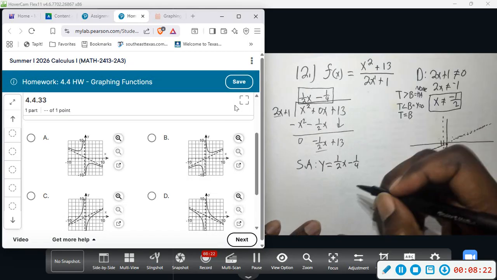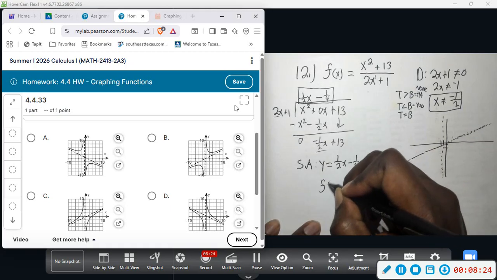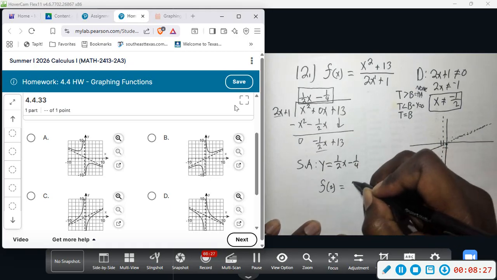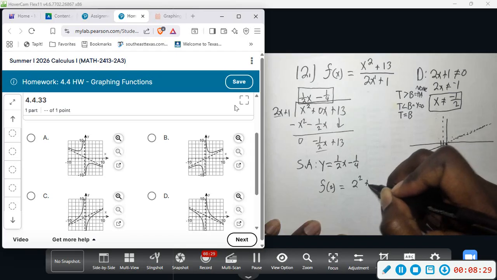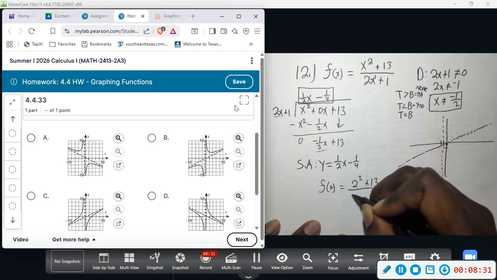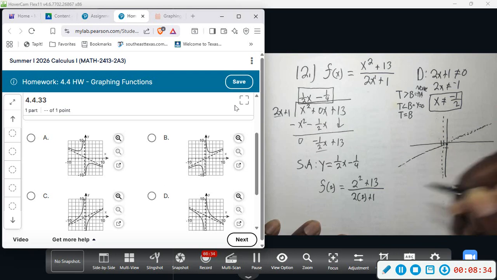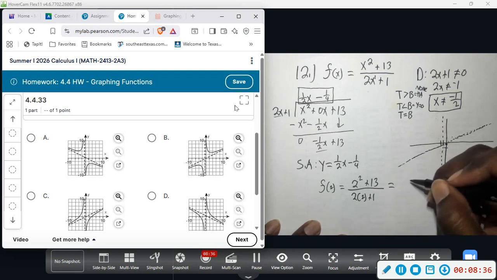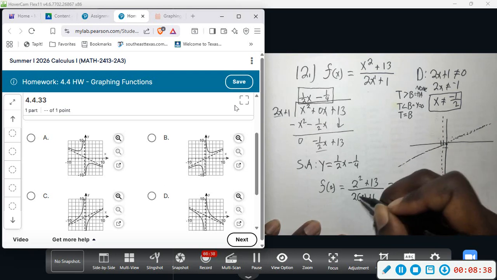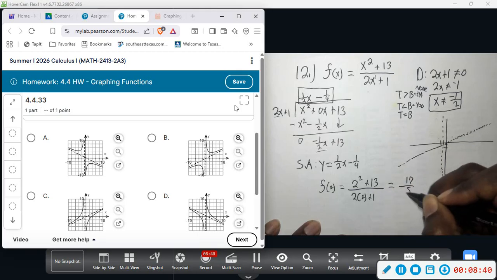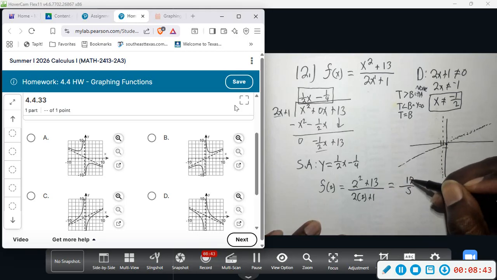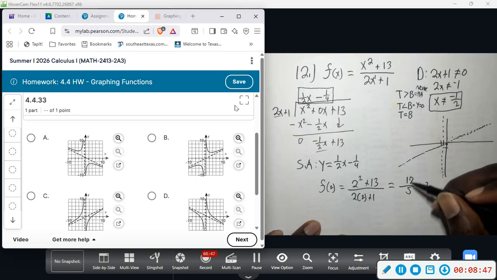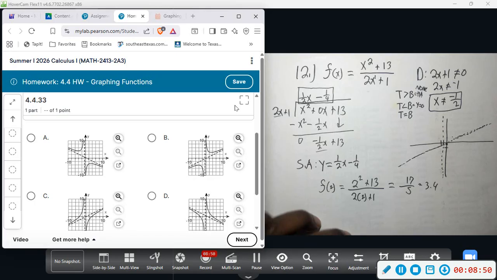We're going to plug in 2. I'm going to say f of 2, just plot 1 point. It's going to give me 2 squared plus 13 over 2 times 2 plus 1. 2 squared is 4 plus 13 gives me 17. 2 times 2 is 4 plus 1 is 5. Okay, so if we just approximate, 5 goes into 17 3 times, so this is about 3 point something, 3.4 roughly, and that looks closer to graph B, so we can conclude it's B.